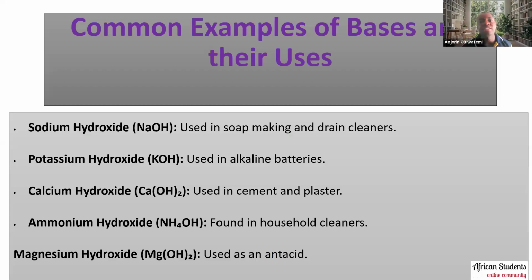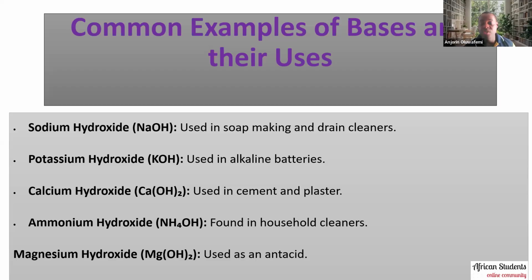Okay. Now, common examples of bases and their uses. What are some of the common examples of bases and how can we use them? Sodium hydroxide is the first base. It's a very common base and it is used in soap making and drain cleaners. And potassium hydroxide is another common base. It is used in alkaline batteries. Yes, there are some batteries that are alkaline, base. So it is used in alkaline battery.